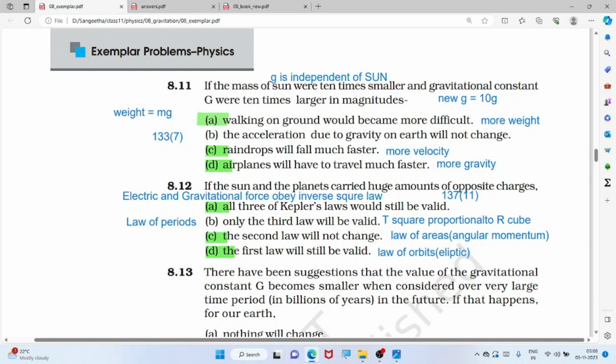Acceleration due to gravity on earth will not change. This is wrong, because it depends on the gravitational constant. The gravitational constant is increasing by 10 times, so this statement is wrong. Raindrops will fall faster because of more gravity. Aeroplanes will have to travel faster because of the more gravity.